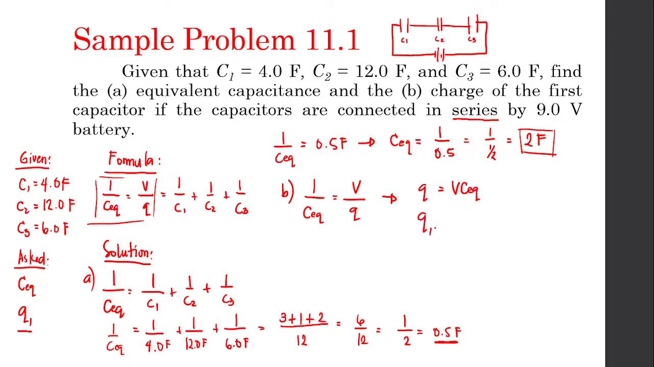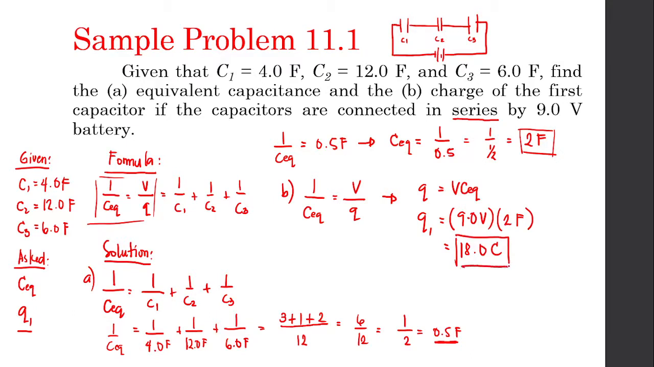So charge 1 is equal to the voltage. The voltage of all this series is equal to 9 volts multiplied by CEQ, which is 2. So that is 2 farad. So my Q1 is actually equal to 18.0 coulombs.